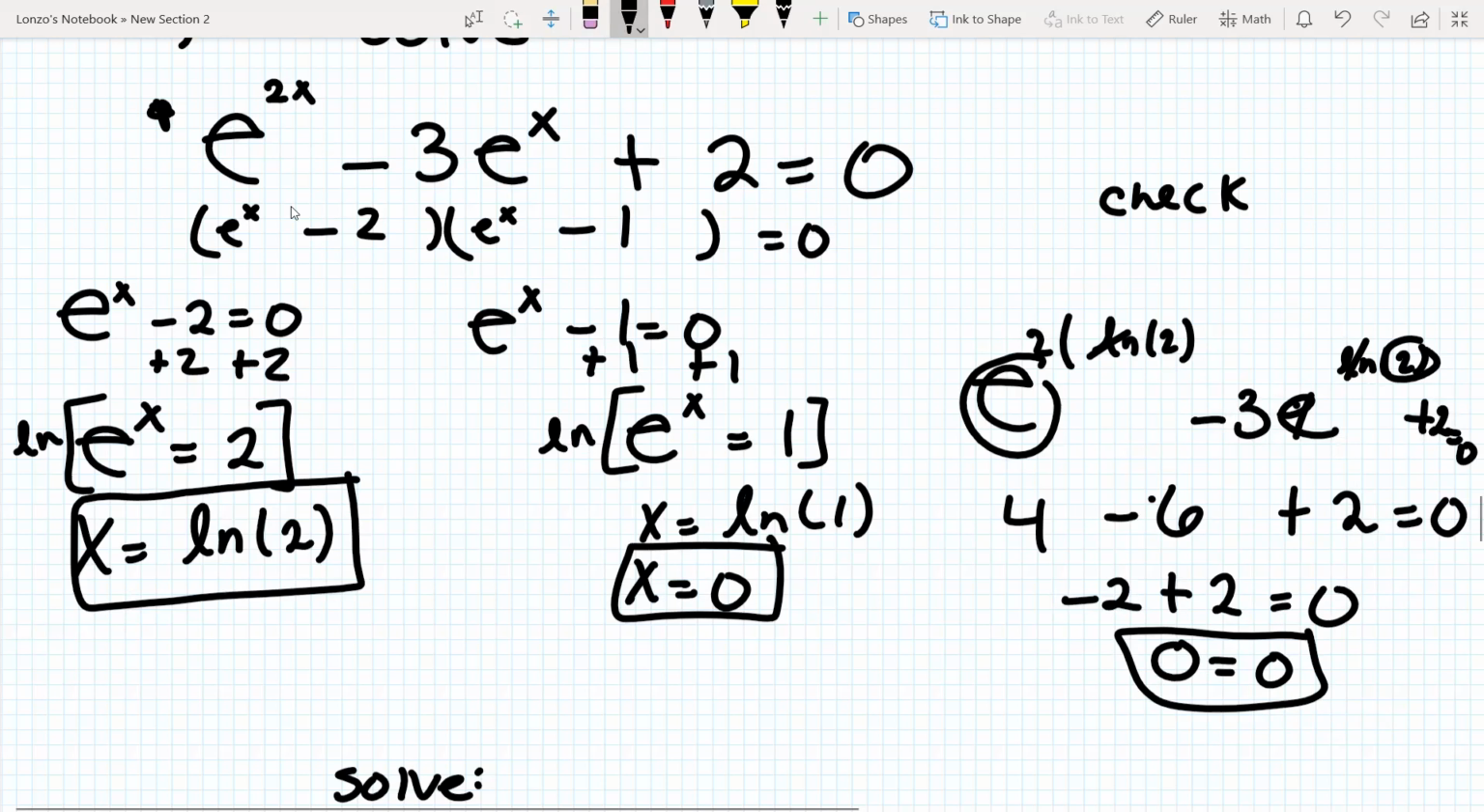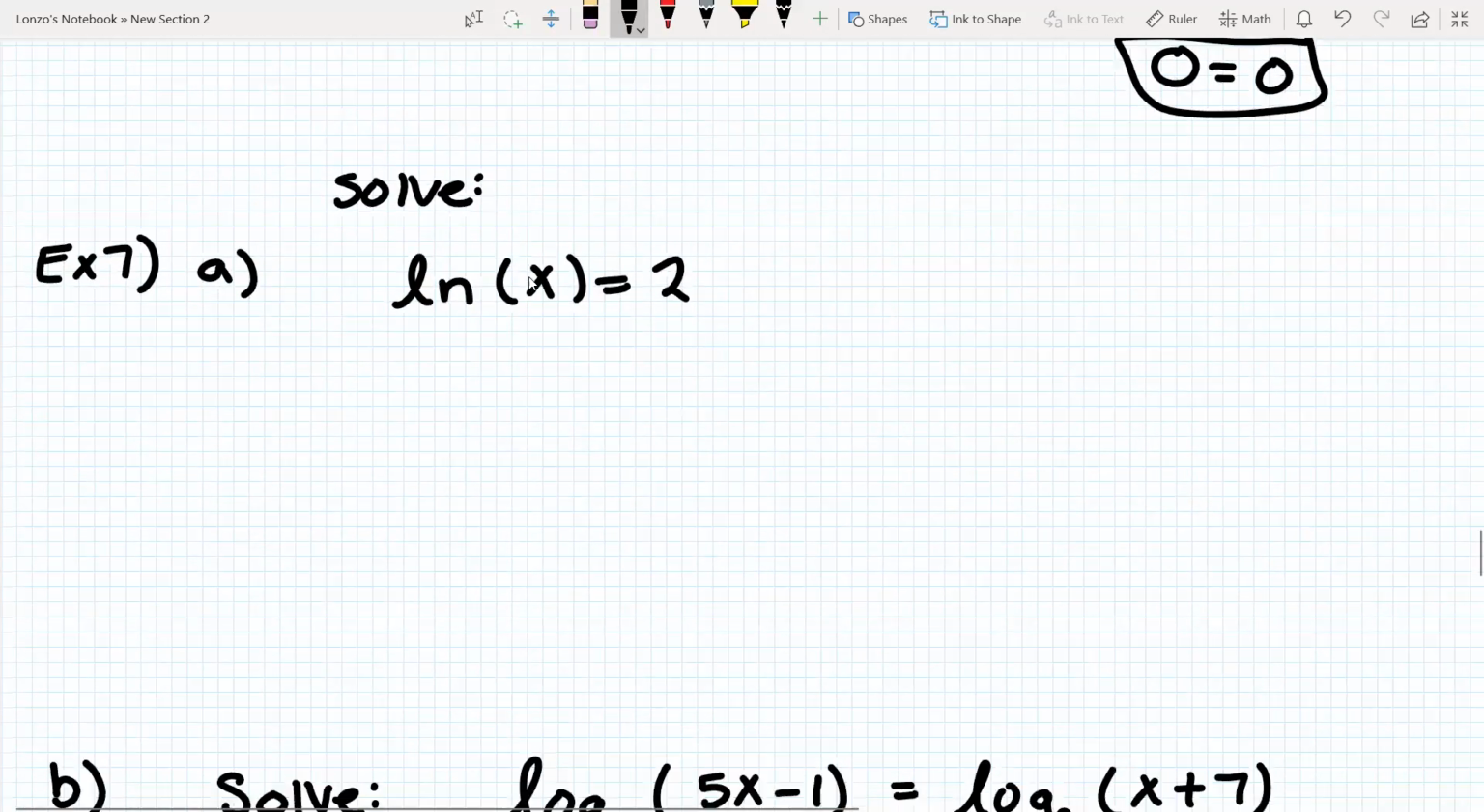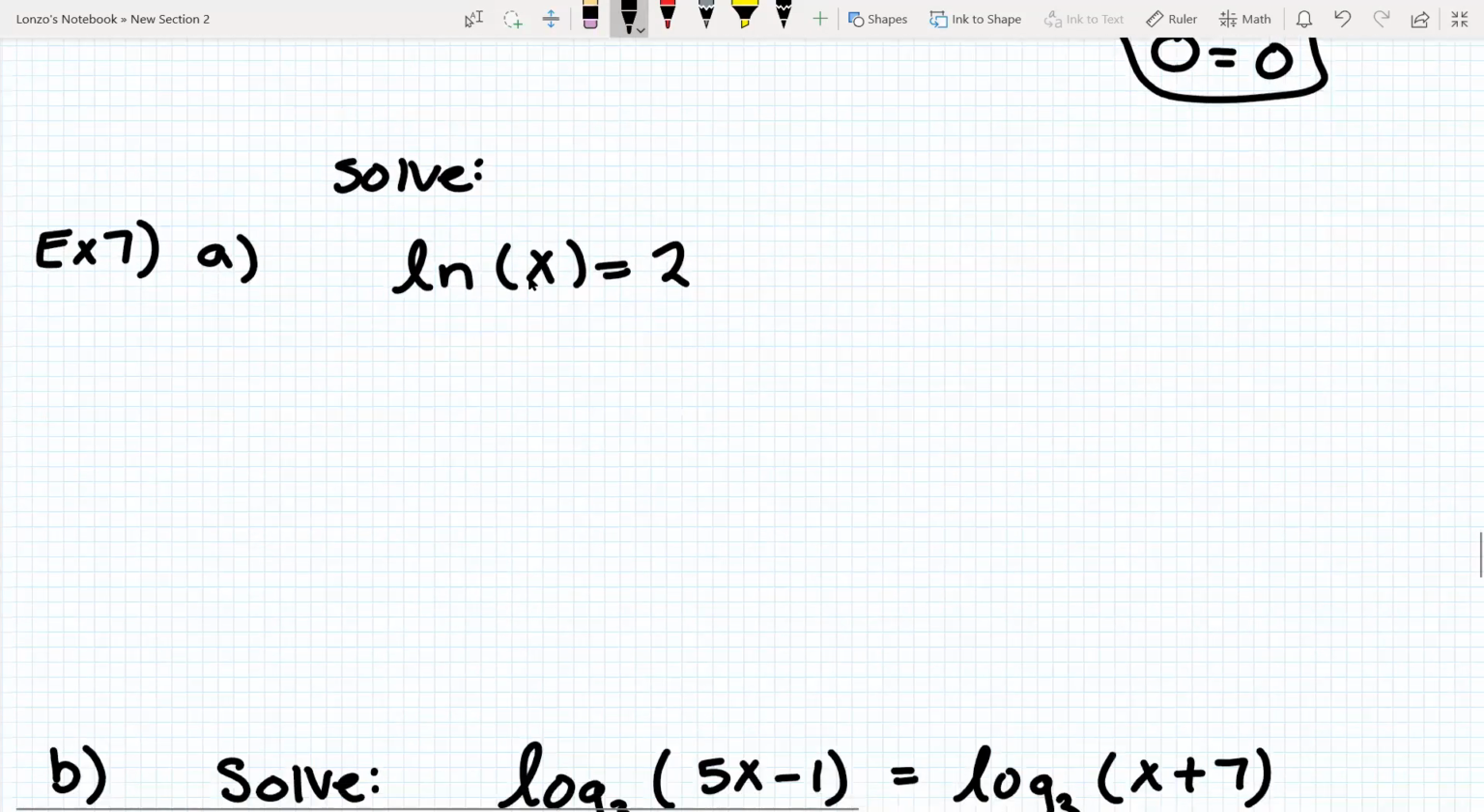Okay, let's move on. Okay, on example 7a, they want you to solve. So this one's actually an easy one. We have ln of x equals 2. So we want to solve for x. So how do we do that? Let's get rid of the ln.